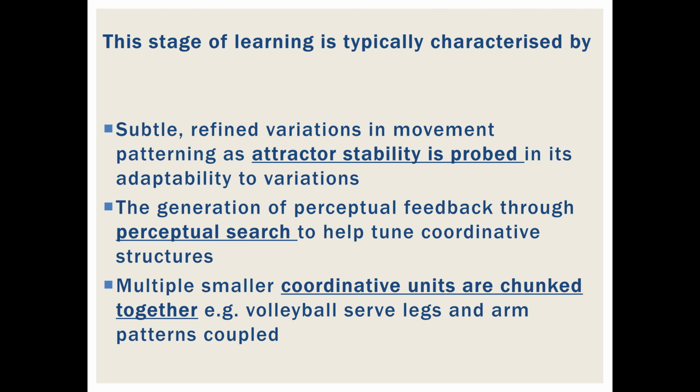And that second stage of learning is characterized by subtle variations in the movement. So when we apply new constraints, we're no longer seeing that someone all of a sudden makes huge mistakes, and they're going to make small variations to the movement or to the motor skill. And that's going to be because that attractive state is being probed, it's being tested.